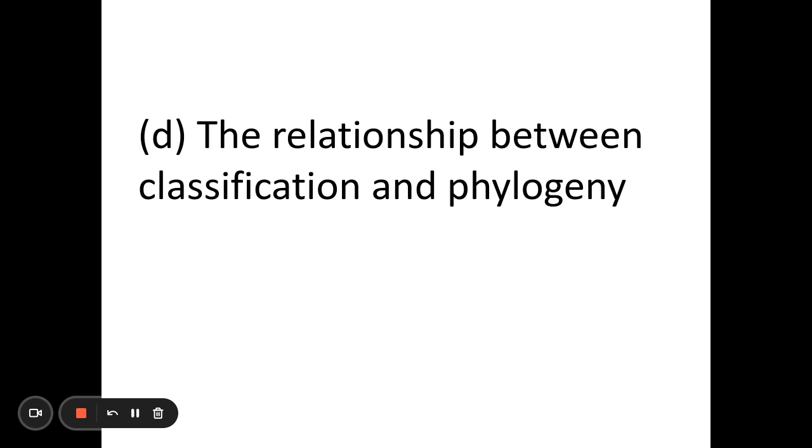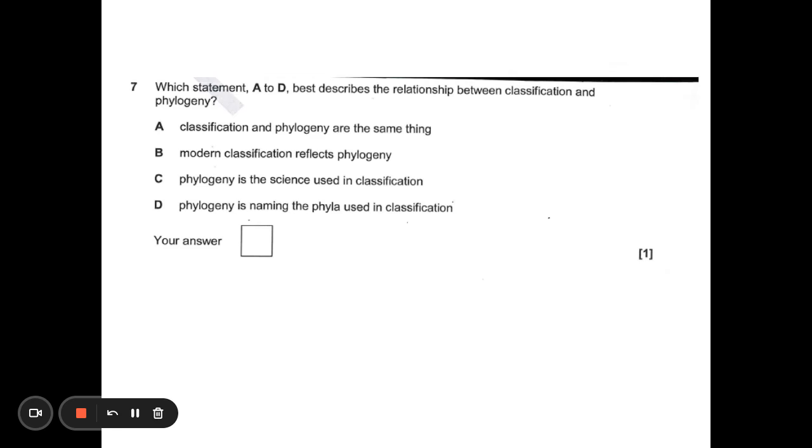So here is an example of an exam question that you might get in a multiple choice question. I'll give you a second to read over. I'm going to pause the video and have a go.